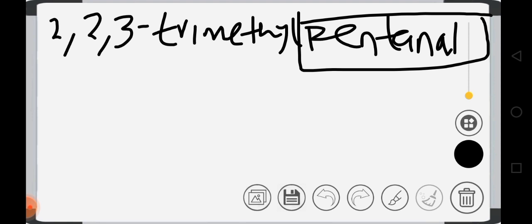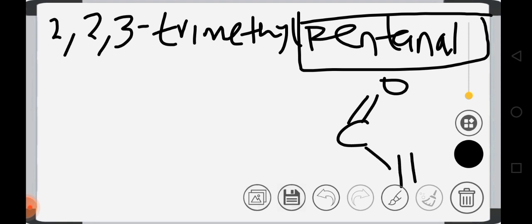So we are going to have it this way. We have C, O, H. Then this one joins with R. This is the functional group for alkanals.